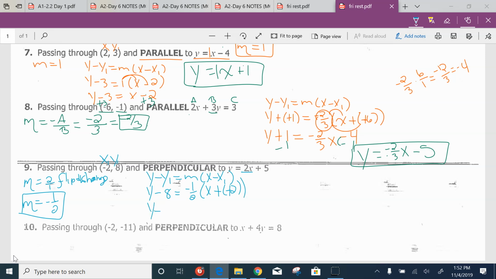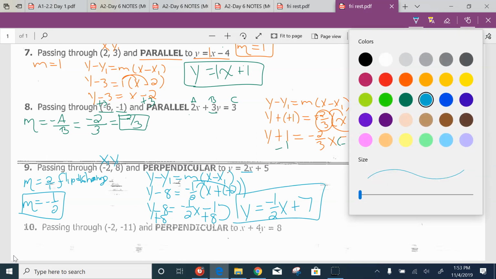I have y minus 8 on the left, which I'll leave alone. I'll distribute negative 1/2 times x, which is negative 1/2 x. Negative half of positive 2 is negative 1. Now I need to go ahead and get the y by itself, so I'm going to add 8 to both sides. And the final answer I get when I do that is y equals the negative 1/2 x slope that I have. Negative 1 plus 8 gives me a positive 7.